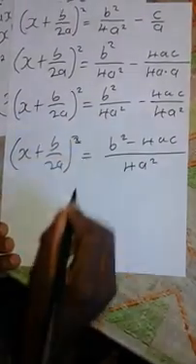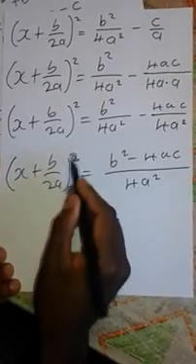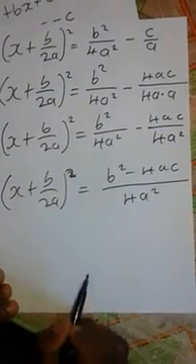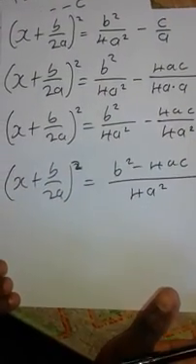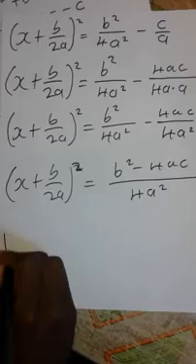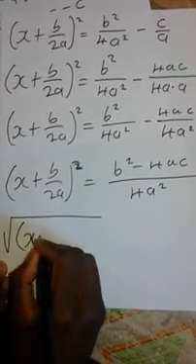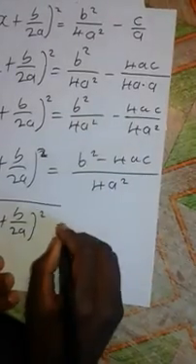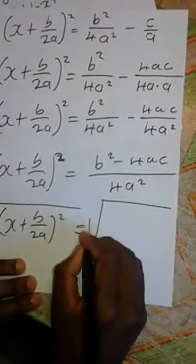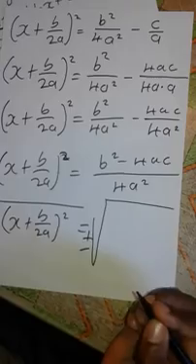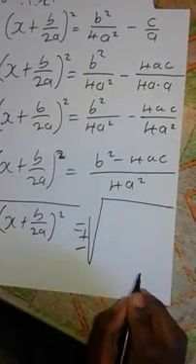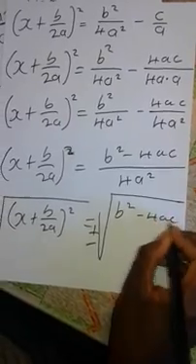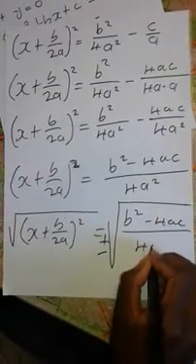Now, in order for me to kill this exponent 2 here, I can take the square root of both sides. Okay, it means that I'm going to have the square root of x plus b over 2a all squared is equal to the square root of plus or minus. You know that once we introduce a square root, we have to add plus or minus. Then b squared minus 4ac all over 4a squared.